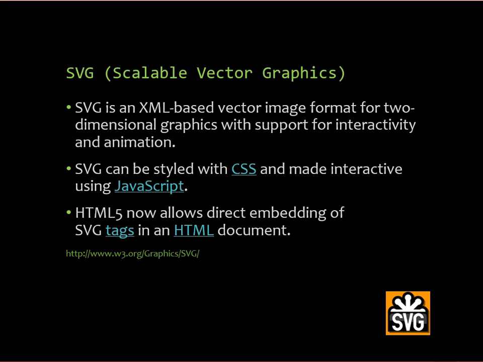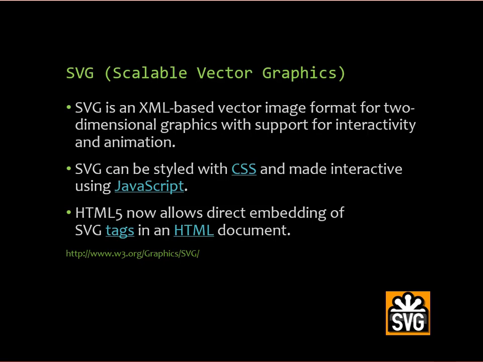SVG, Scalable Vector Graphics, is an XML-based vector image format for 2D graphics, and it can support interactivity and animation. So an SVG, you can interact with it, for example, via the keyboard or the mouse or what have you, and you can animate it. It can be styled with CSS, and the interactivity is added using JavaScript.